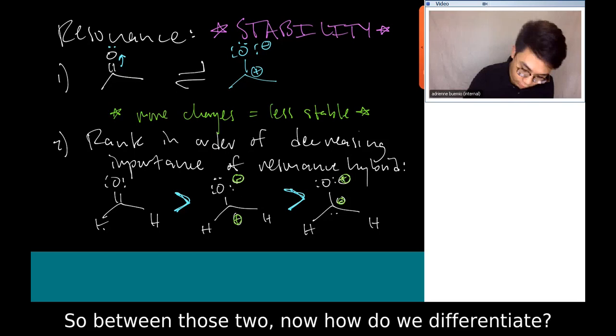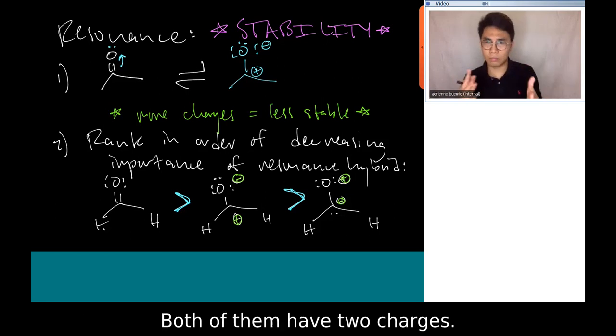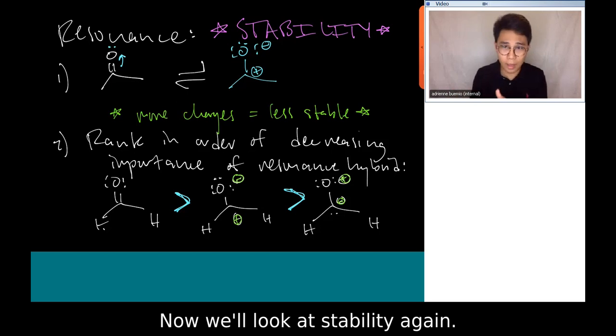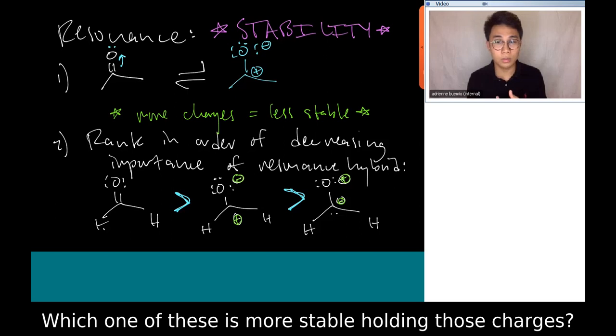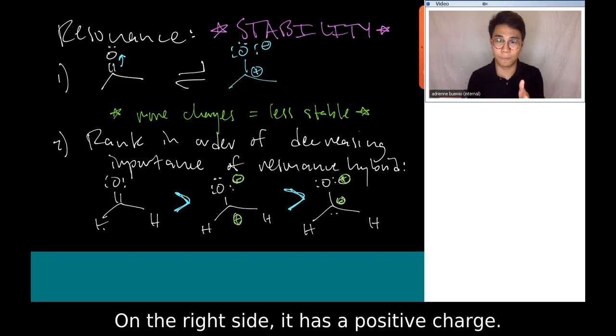So between those two, how do we differentiate, right? Both of them have two charges, so what do we need to do? Now we look at stability again, right? Which one of these is more stable holding those charges? So let's look at oxygen, because in the middle it has the negative charge, and on the right side it has a positive charge.